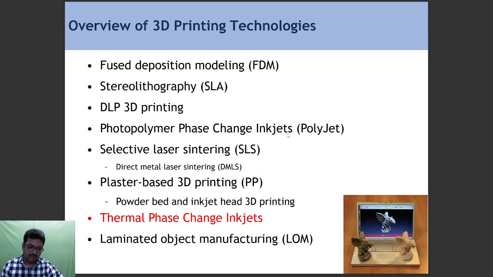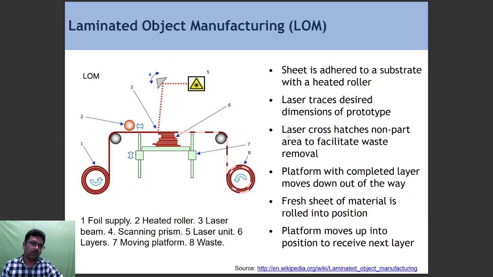Then laminated object manufacturing, LOM. Here we have the material connected in two levels, and a roller is there. It is passed through, and laser light is passed here. It will melt and stick. That's simple. Here we have the polymer, which is driven through a roller. The roller moves forward and also rotates.